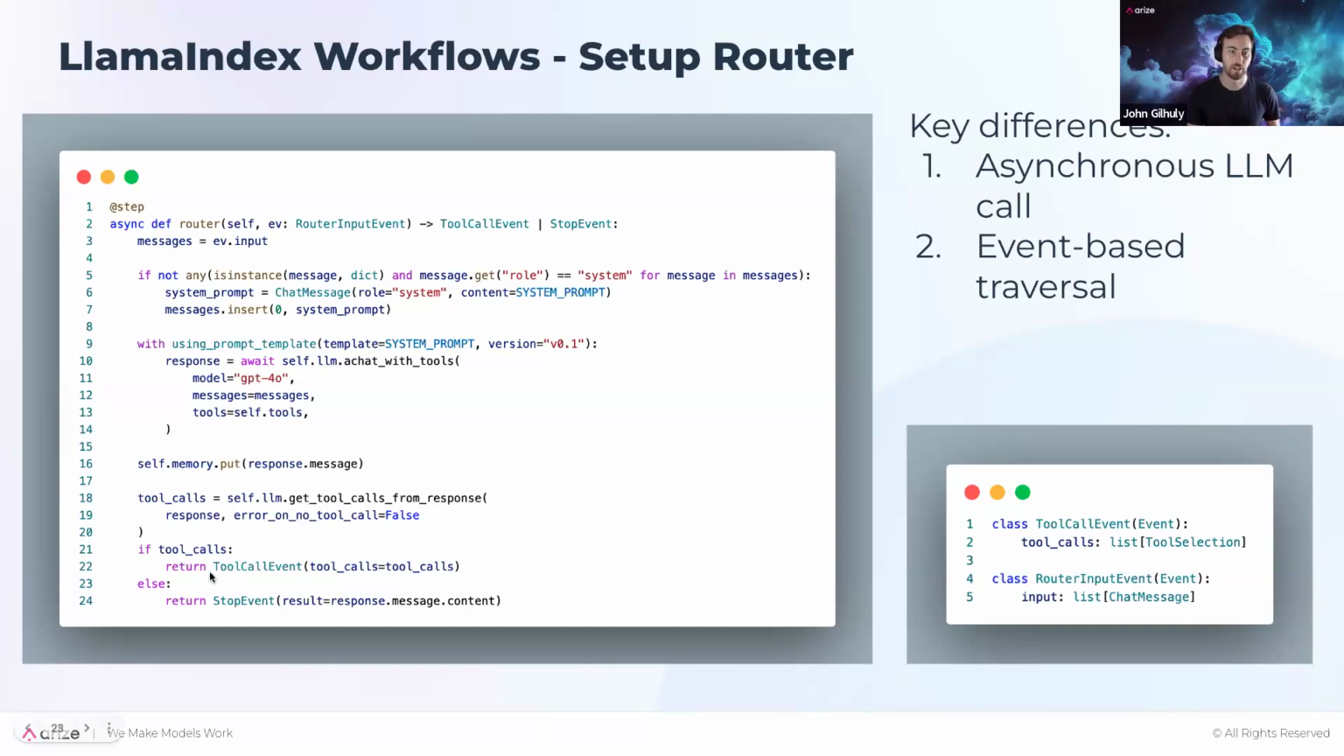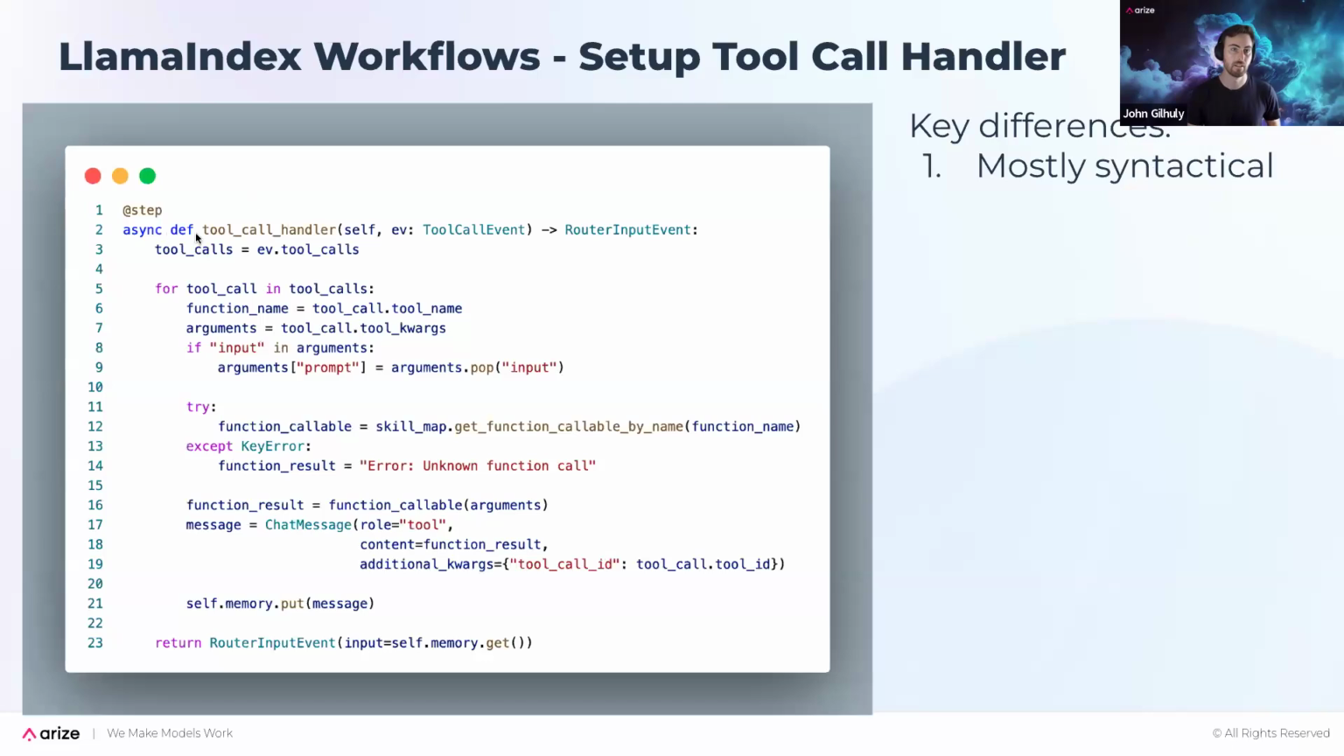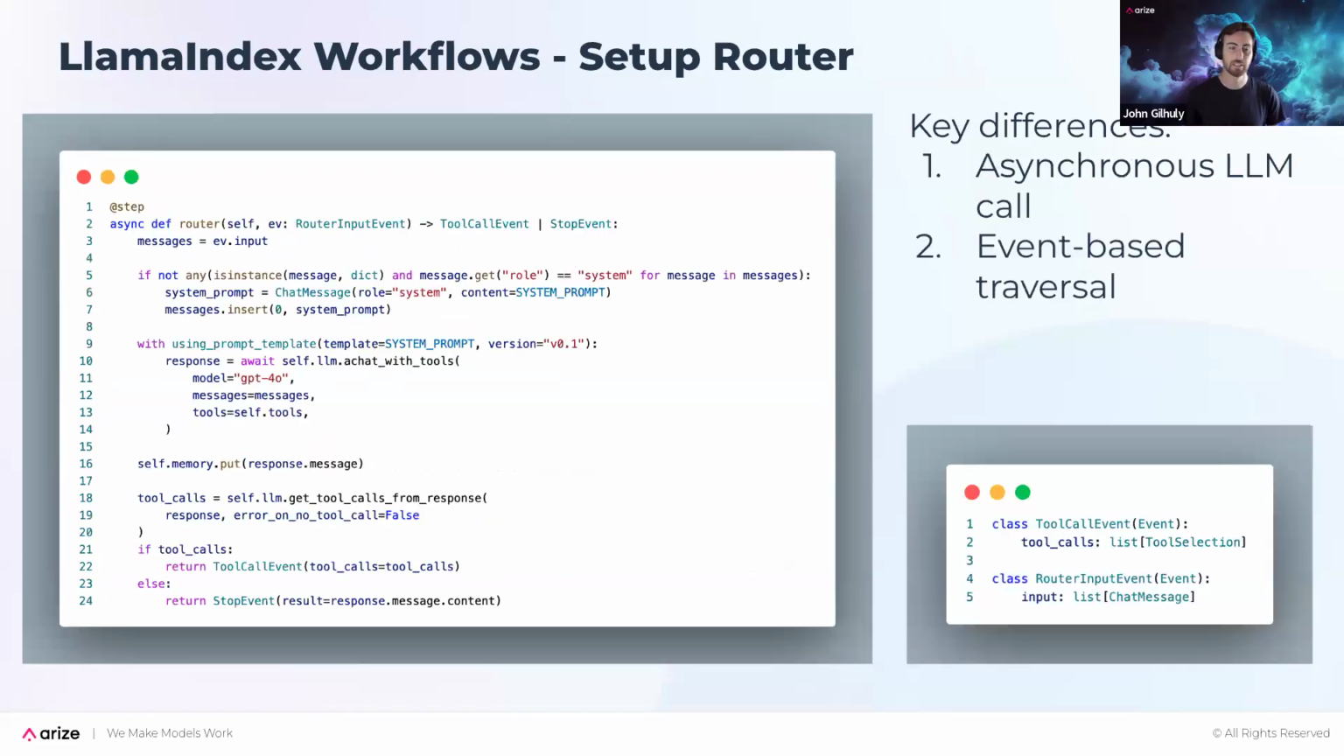So you'll see when I trigger this tool call event, you can see this tool call handler method that we've defined. It receives that tool call event. And so what will happen is that as long as I return a tool call event, workflows will handle calling this method and passing it to this method for me. So that's kind of the biggest difference, is that more event-based movement around your agent.